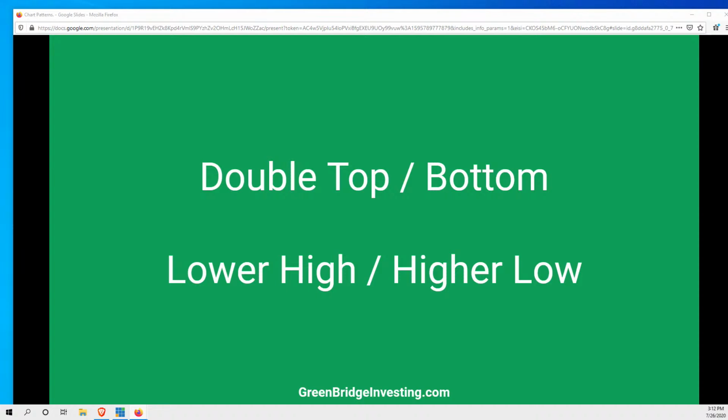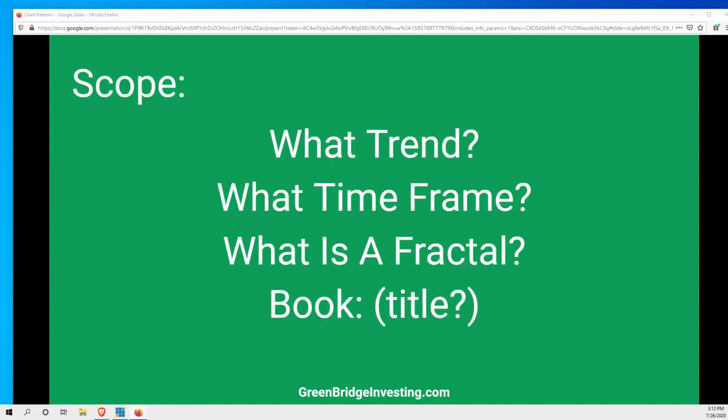Now, here's the areas that we're going to cover. Before we get into this, I want to define these terms right here, because sometimes these are very vague. Okay, so trend. What is a trend, right? Trend can be on a 1 minute chart. You can have a trend on a weekly chart. All right, so what trend are we talking about?